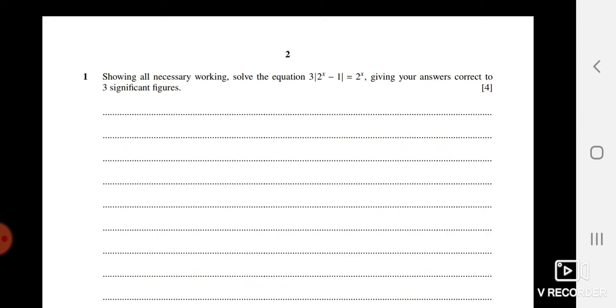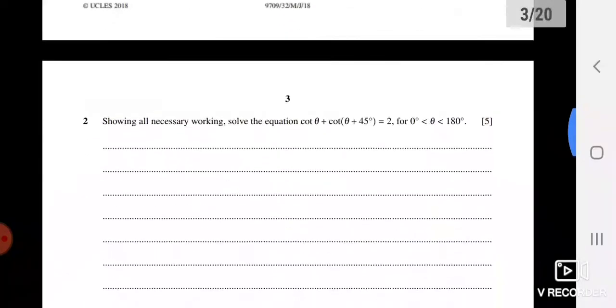You will solve the quadratic equation, and after that, whatever values of y you get, you will plug them into 2^x equal to y, and then by taking ln on both sides you can get the corresponding values of x. Your values must be up to 3 significant figures as mentioned in the question. Now I'm moving toward question 2.